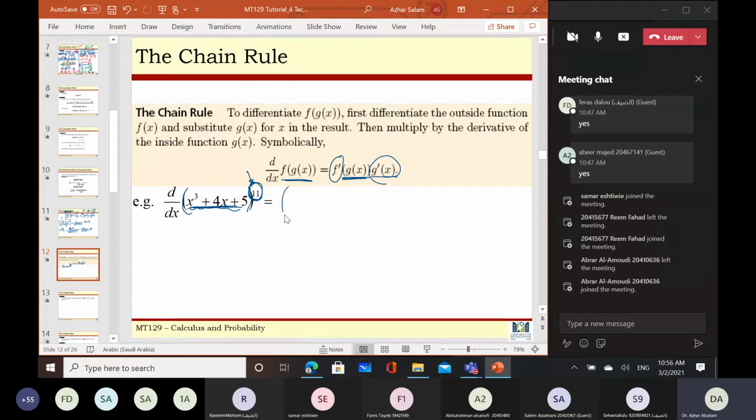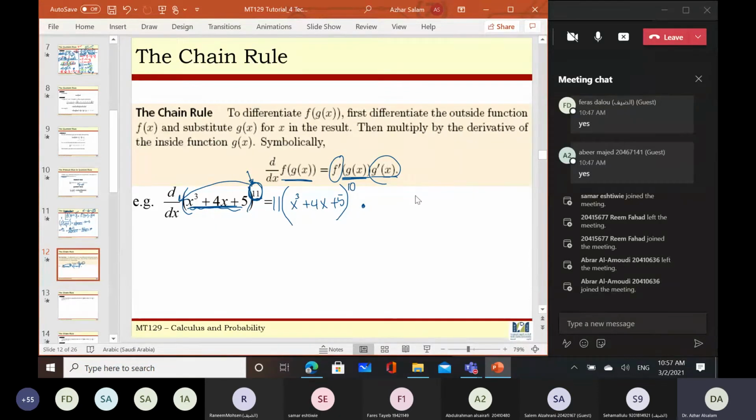Okay, so here the same brackets but multiplied by 11. I take this down here, then 11 minus 1, which is 10. And nothing will be changed inside: x to the power 3 plus 4x plus 5. I first differentiate the power, then multiply by the derivative of what is inside the brackets.